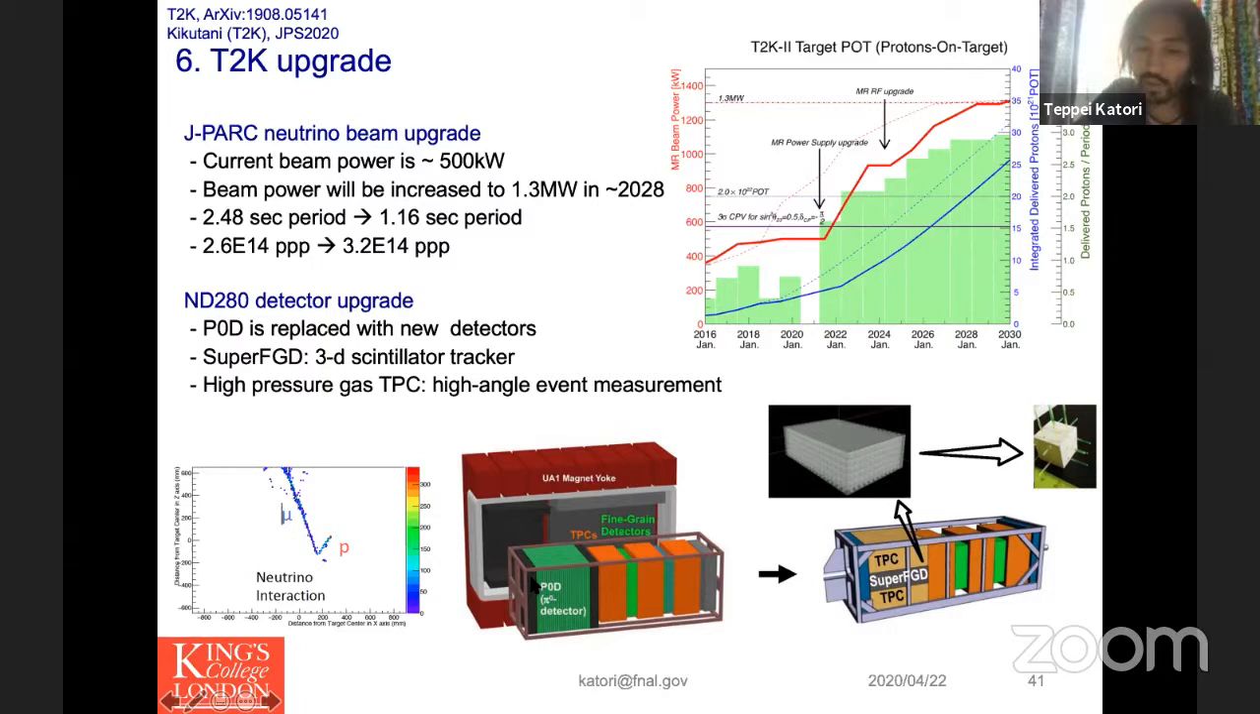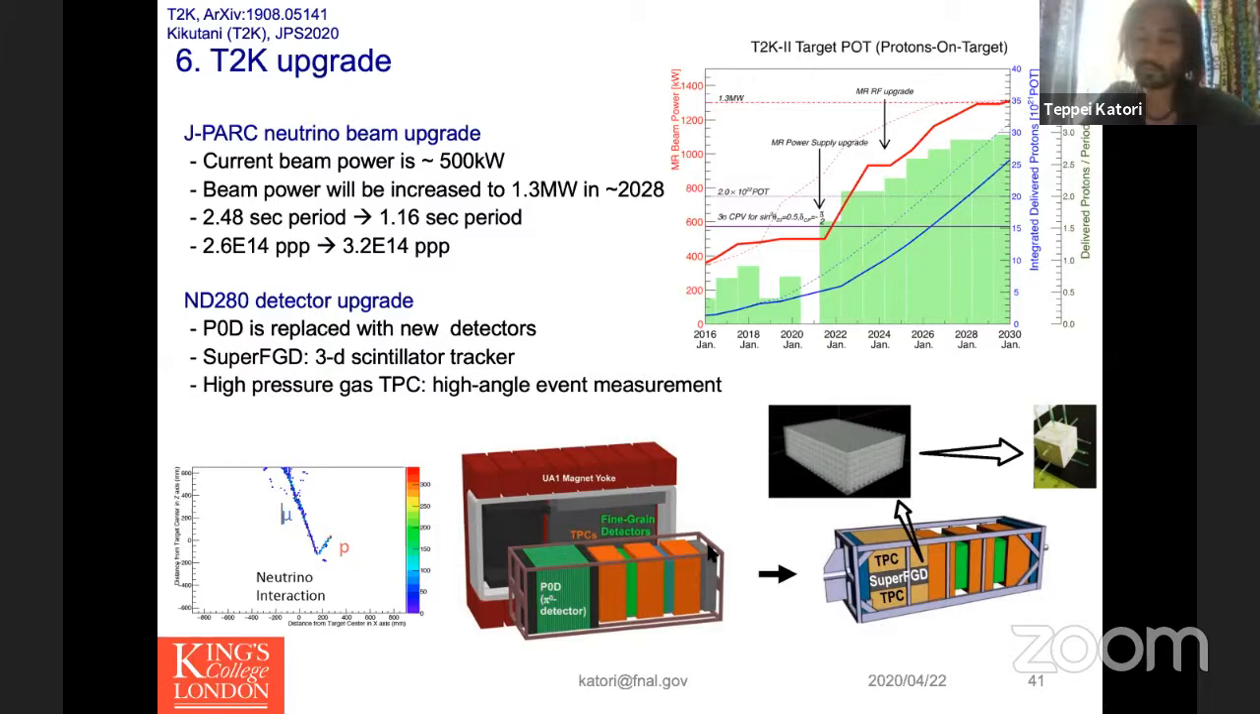The other thing is the upgrade of the near detector. So this pod detector, which I didn't discuss today, is replaced with new detectors. The one is the so-called Super FGD. It's a three-dimensional scintillation tracker, and it has a very high resolution, as you see from this picture. I mean, of course, it's a simulation. And also there is a new gas TPC, which allows us to measure high scattering angle events. So we're expecting this to come soon, and then we get better near detector data.